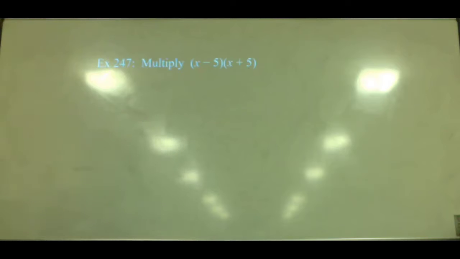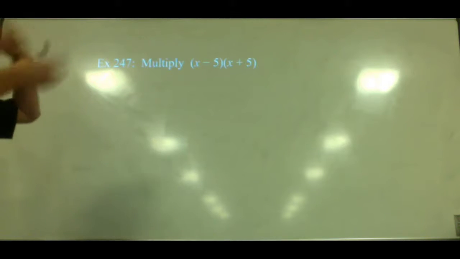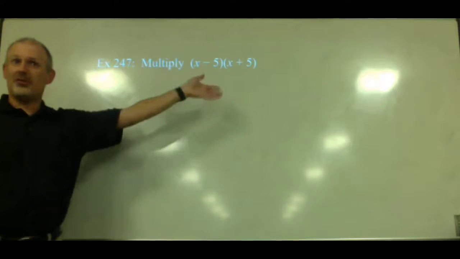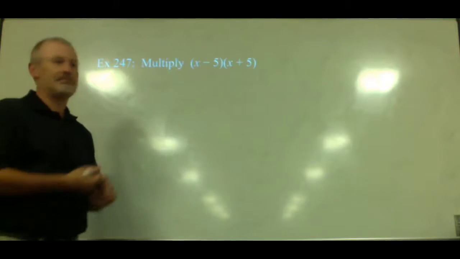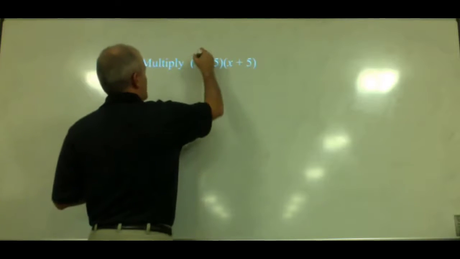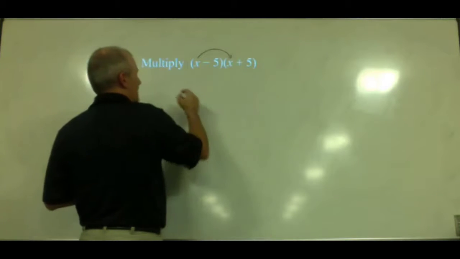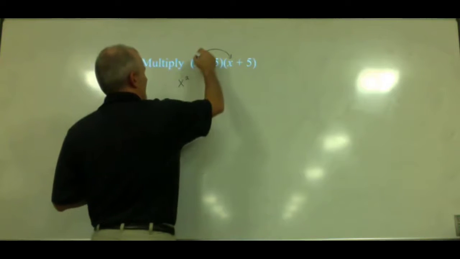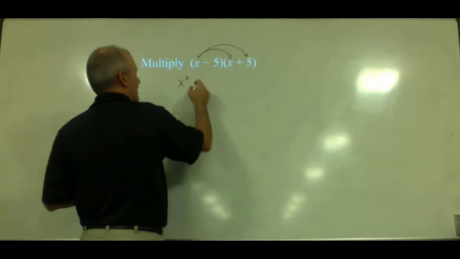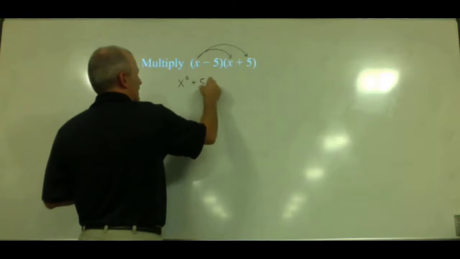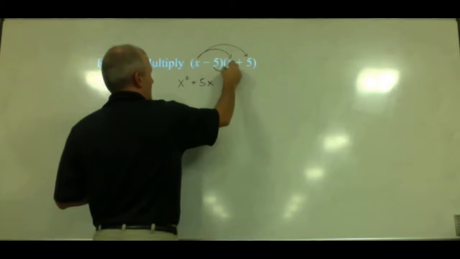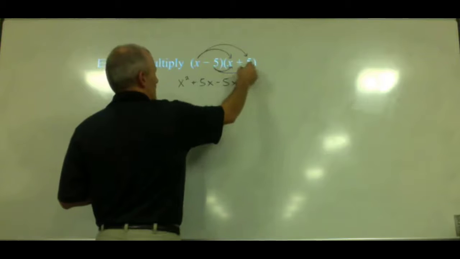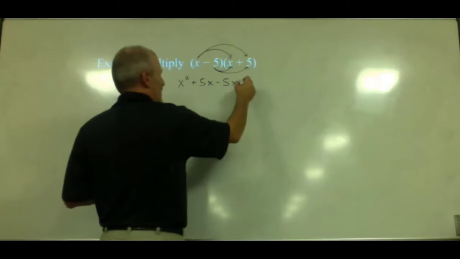Yeah, I skipped several because doing this is going to be just as much practice on multiplying, because we're doing the same thing. So you guys tell me, 2 binomials, what do we have to do? Distribute. So x times x, what does that give us? X squared. Then x times 5 gives us 5x. Then a negative 5 times x is negative 5x, and negative 5 times positive 5 is negative 25.